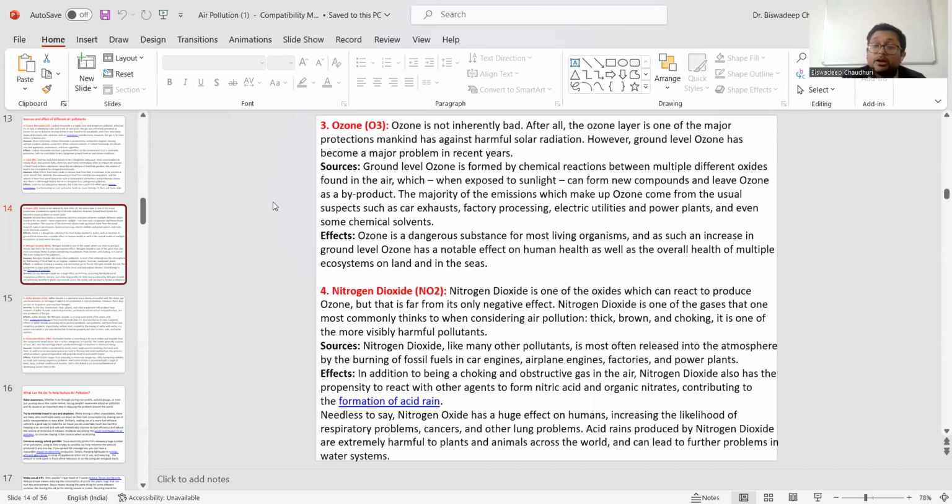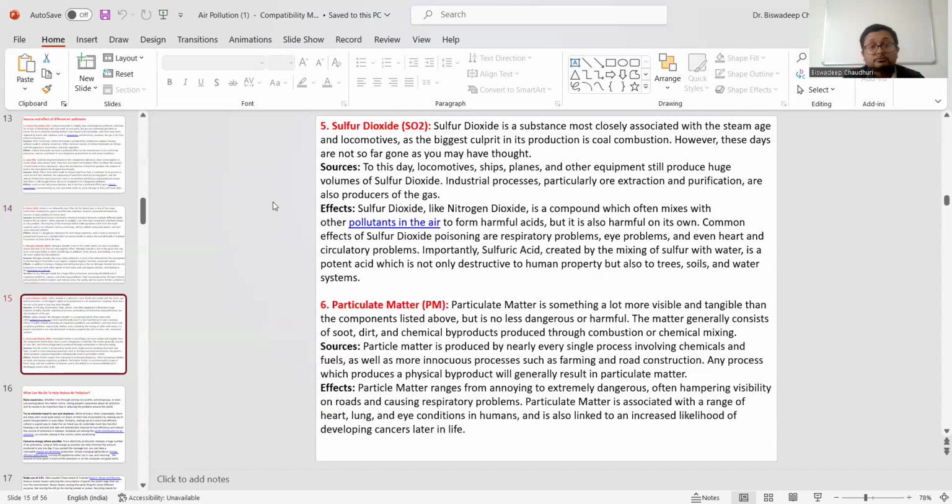So it is very harmful. And if you use the water for drinking, or any domestic or gardening purpose, it is harmful for all of them. Needless to say, nitrogen dioxide has a huge effect on humans, increasing the likelihood of respiratory problems. NO2 is one of the most important culprits responsible for respiratory problems, even lung cancer in the long run. Acid rains produced by nitrogen dioxide are extremely harmful. So, what is acid rain? We will discuss it later on.